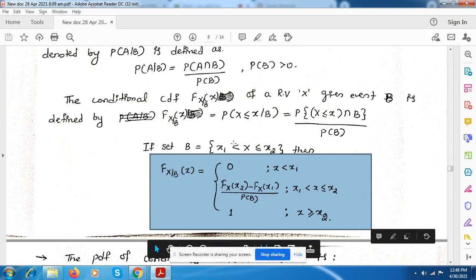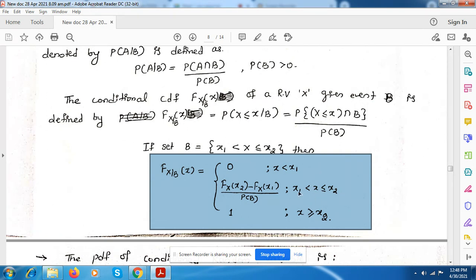That is, when this x value is less than x1. Here X lies between x1 and x2, so there are no values less than x1. So here the conditioned CDF value will be equal to 0 because there are no values less than x1. When x is less than x1, there are no values, so the conditioned CDF is 0.